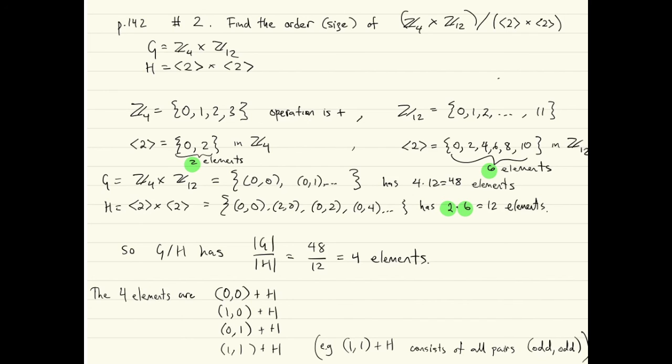Okay, now let's consider what the product is. With G, which is Z4 cross Z12, the product, remember, means just ordered pairs. It does not mean multiplying any numbers. So Z4 cross Z12 is you pick the first number from 0, 1, 2, 3 and the second number from 0 through 11. This has 4 times 12, or 48 elements, because there are 4 choices for the first number and 12 choices for the second number. So G has 48 elements.